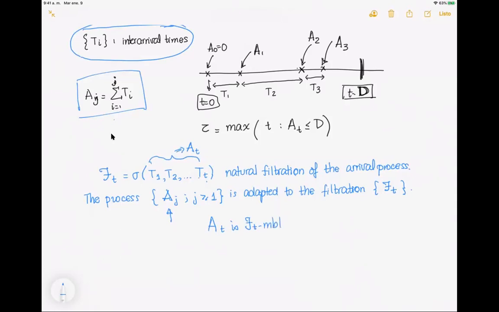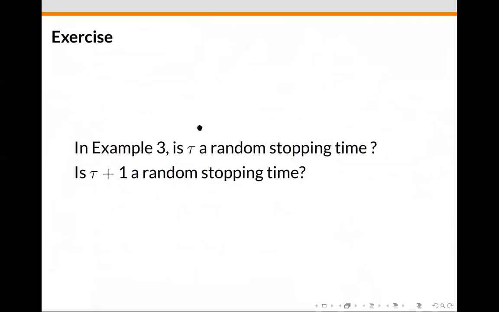And what we are asking now is about a random stopping time. So this is basically what we have. And now as an exercise for you, you will be asked to determine if this is a random stopping time. So this is the picture, and we go back to the slides. Your exercise is to answer the following. In this example of the trains, is tau a random stopping time? And the next question: is tau plus 1 a random stopping time?